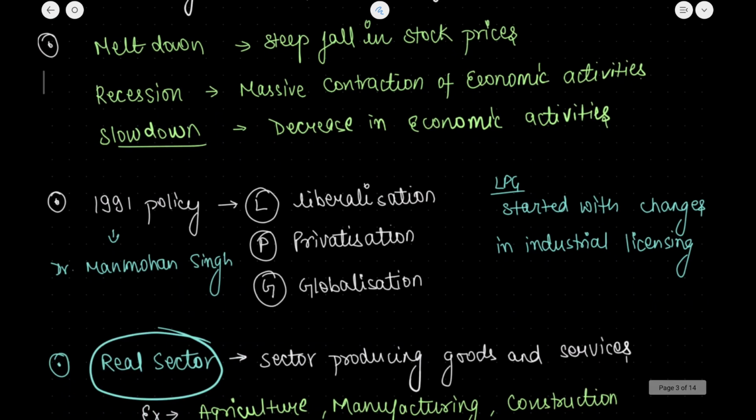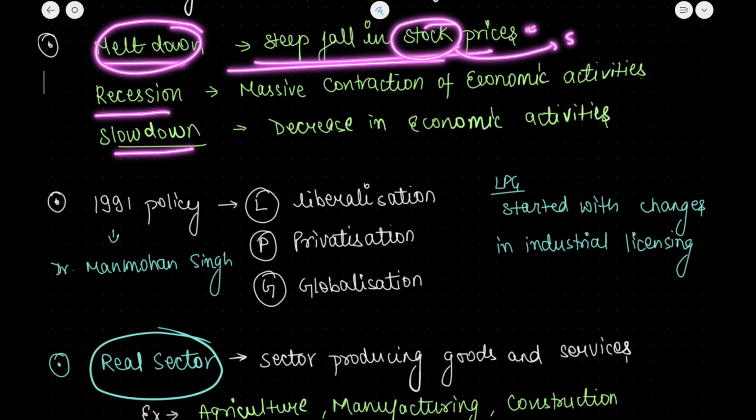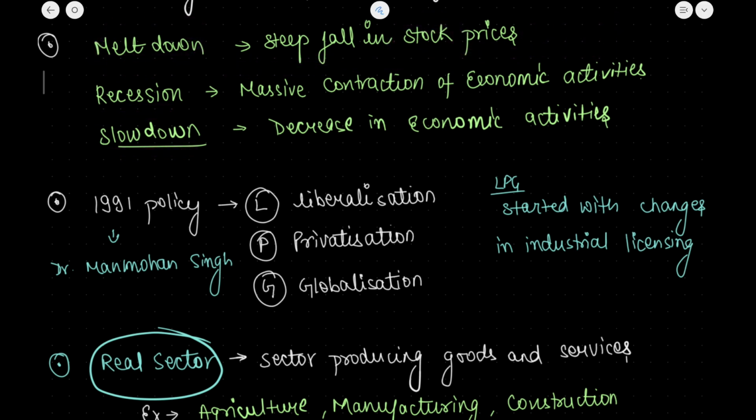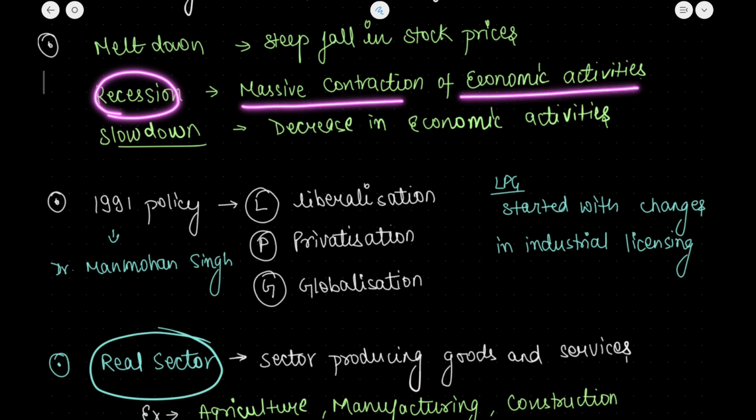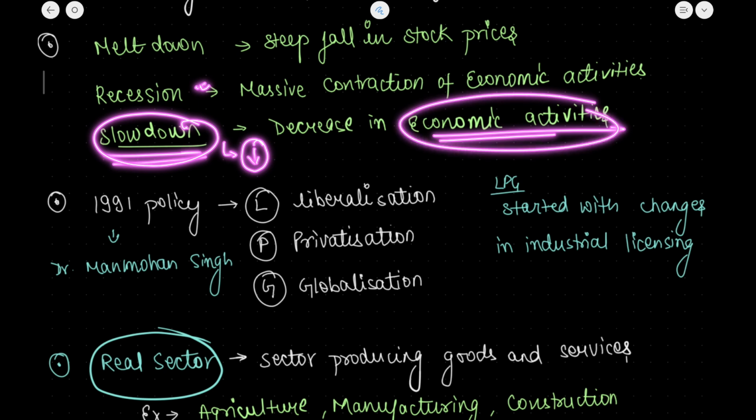Now there are these three terms. Meltdown is related to a steep fall in stock prices. The stock market in India is regulated by the Securities and Exchange Board of India, that is SEBI. On the other hand, recession is related to a massive contraction of economic activities. In recession, the economic growth level falls even to negative. Now, what is slowdown? Slowdown is a better term than recession, because in slowdown there is a general decrease in economic activities. Okay, but in recession, there can be a negative growth rate in the economy.